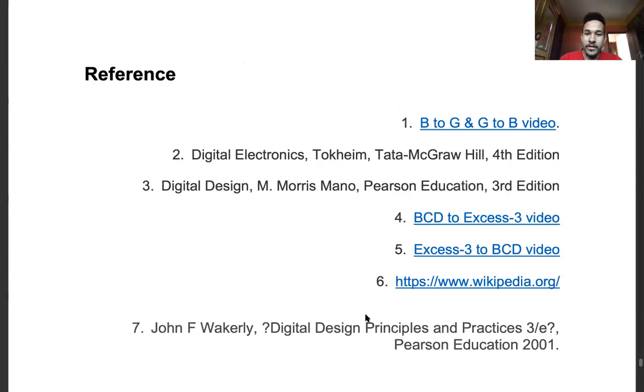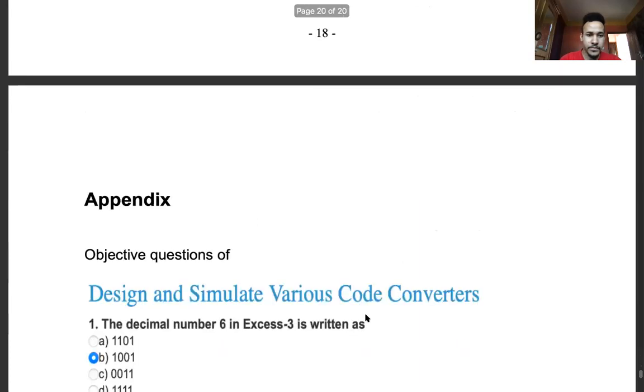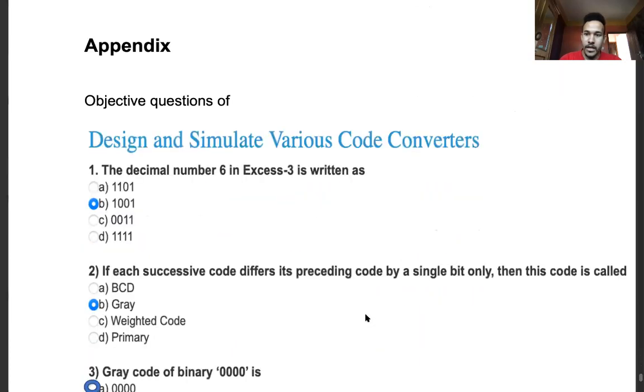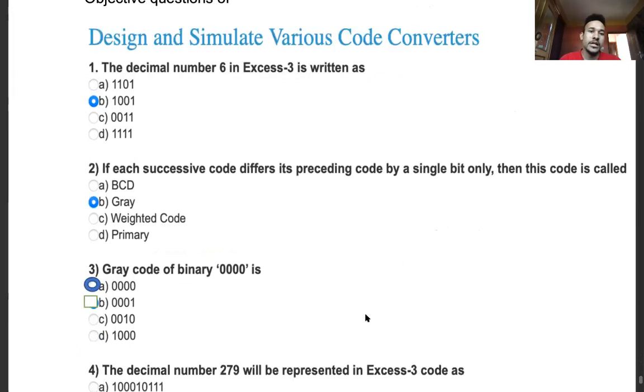Here are some references which I got this information from. And here in the appendix, I have written some objective questions and tried to solve them. And these are the answers. Like the first one here, the decimal number 6 in Excess-3 is written as, we add 6 plus 3, which gives us 9, and this equivalent binary is obviously 1001. So this is the answer.